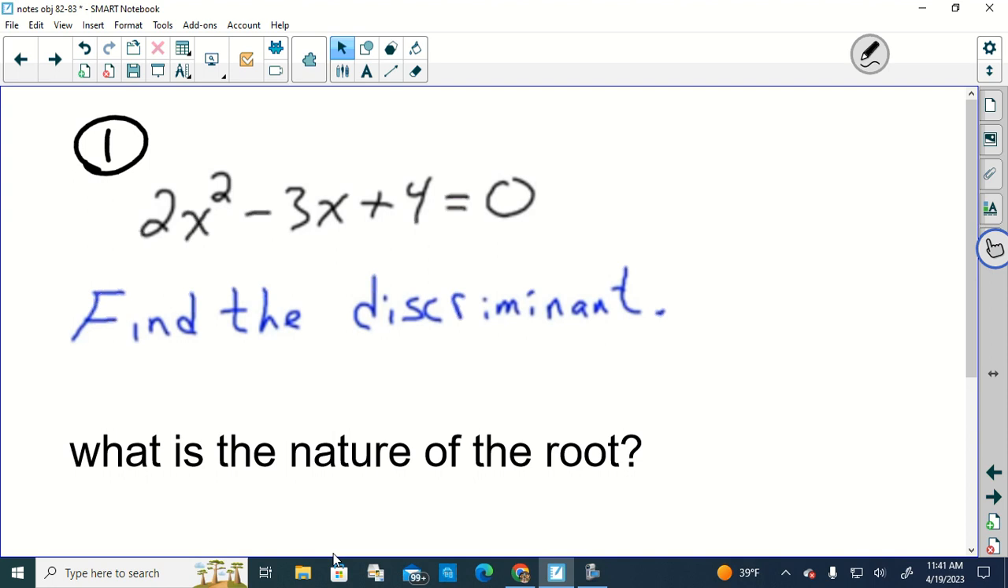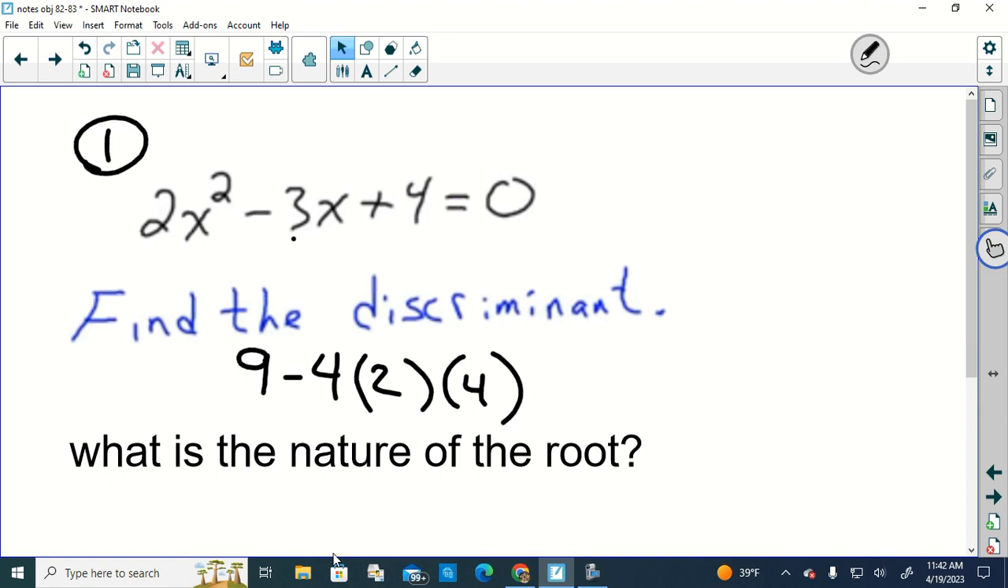So I would square b first. Well, what is squaring b? If I squared b, 9, right? So I'd have 9 minus what? What was the next part of that equation that you wrote? 4 times 2 times 4. So we're using that discriminant part of the formula to actually get our answer.